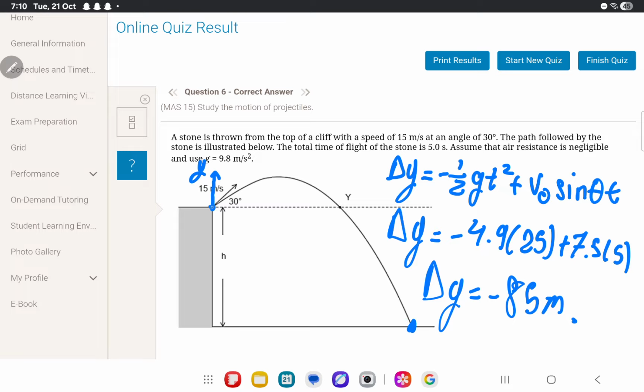I went down. And how much did I go down by? By h. So h is equal to the absolute value of delta y, which is equal to 85 meters. Okay, done. Very easy, very simple.